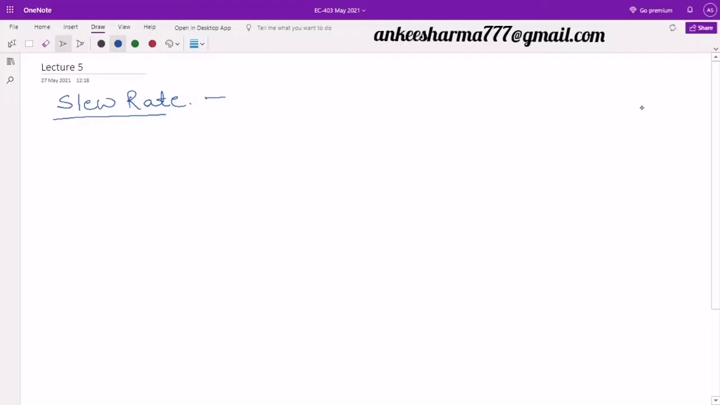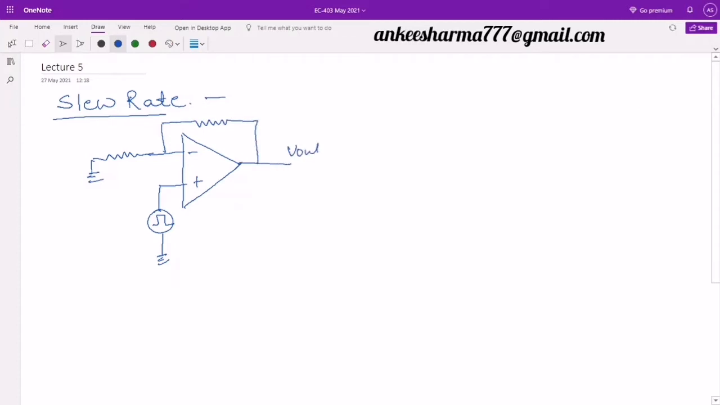Today's topic is slew rate in the operational amplifier. To discuss this topic, I will apply a square pulse over here and let it be okay. Let me connect it with the feedback because I'm going to make use of an amplifier over here. So I will get the output over here. This will be my RF, this will be my R1, and this is my square signal.